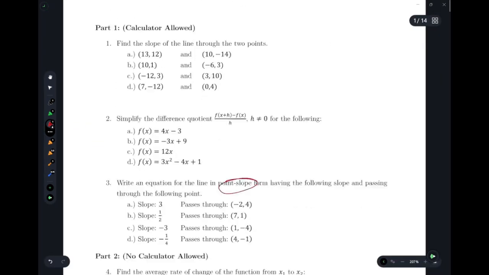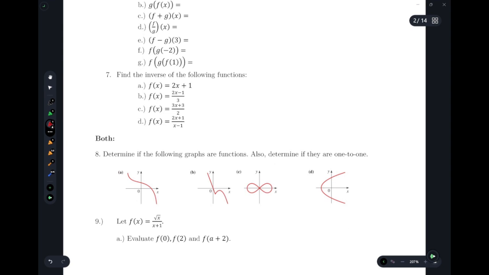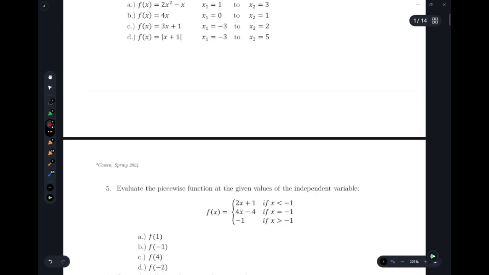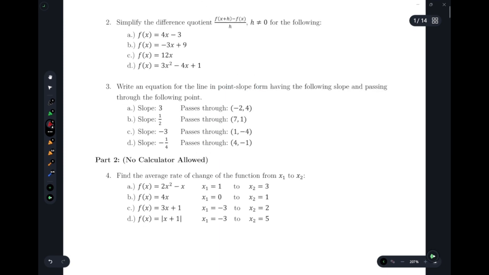For instance, these are straight off the test. I guess they didn't ask you for any. Did they? Oh, right here. Write an equation in point slope. So you do have 2 there. It was very explicit which one to write it in.